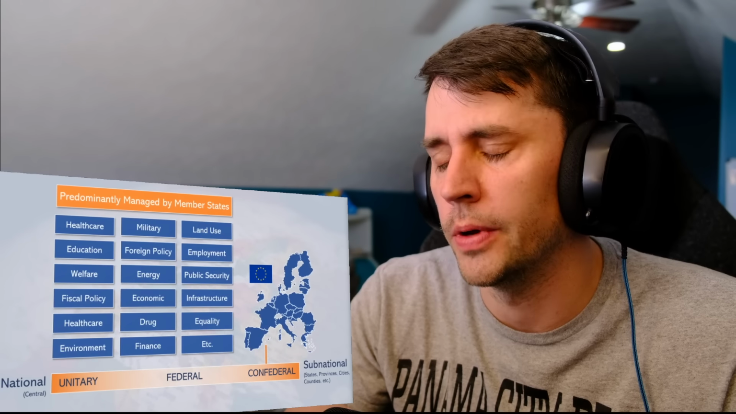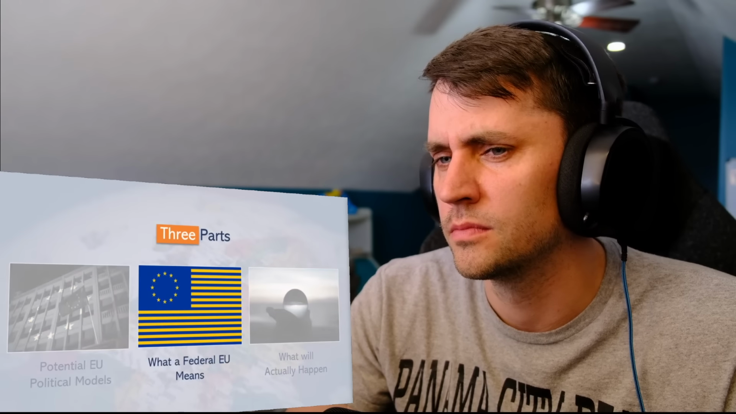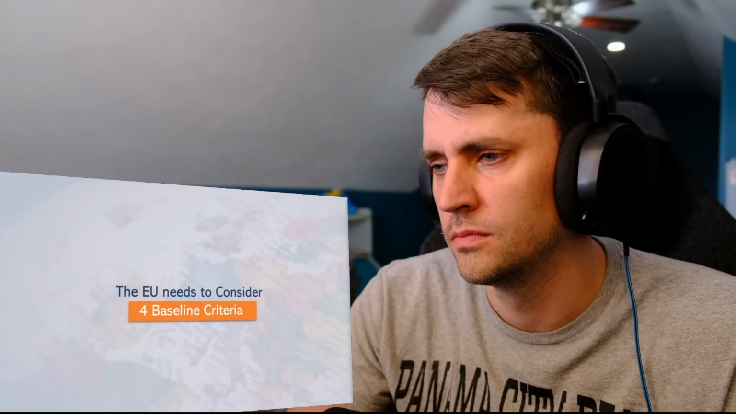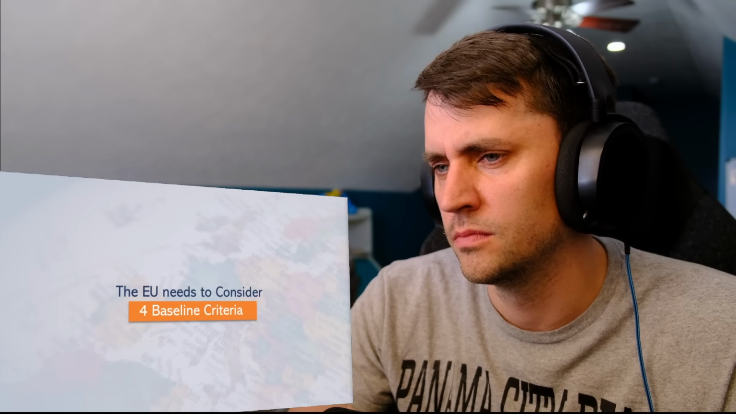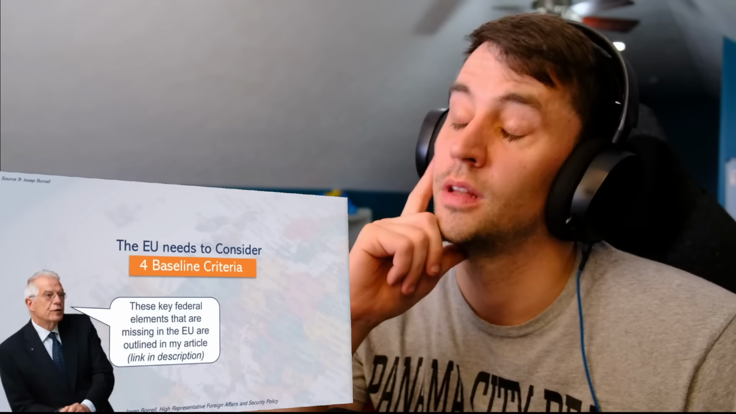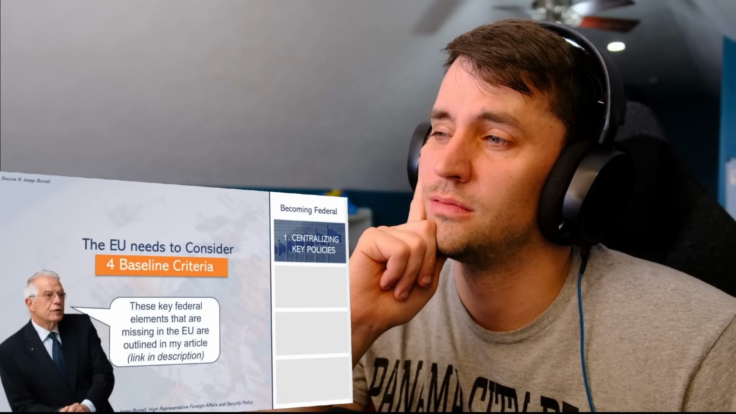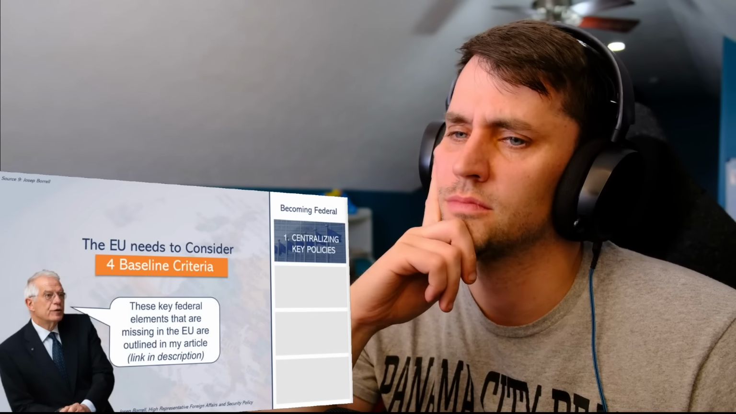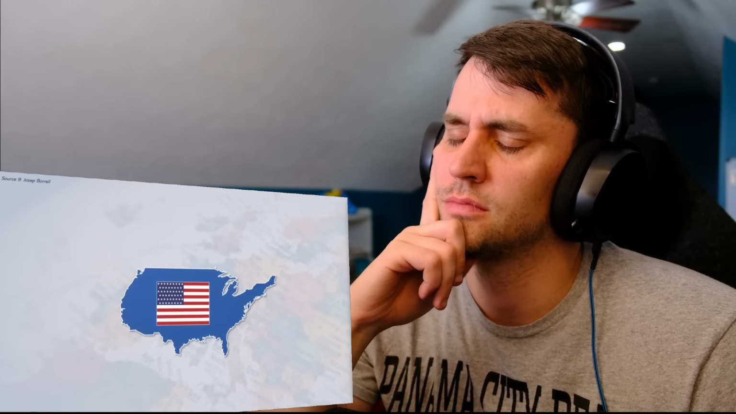This brings us to the next part of the video. What does a more federal EU mean? To become a functioning federation, as we know them today, there are 4 baseline criteria that the EU needs to work towards. Firstly, it needs to consider centralizing key policies. In a typical federation, such as the US, the following policy areas are managed on a central level.